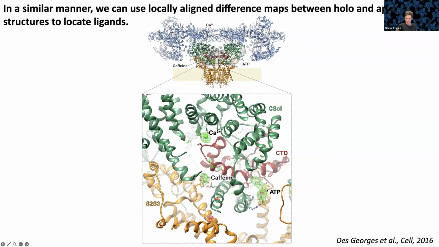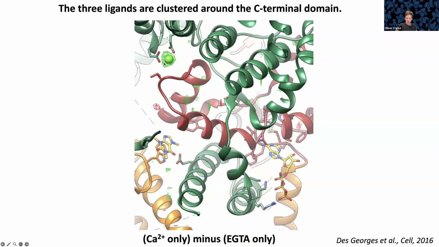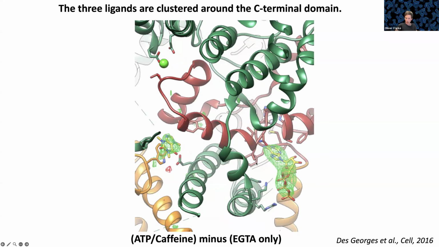So here we've done that for a data set where we had 3 ligands binding, so one where there was 3 and one where there was none. But in order to differentiate between caffeine and ATP and calcium, we also did the same thing for individual ligands. So if you calculate a difference map between a data set where you just have calcium bound and one where you have nothing else, you see only local difference density on the calcium. And if you do similarly between one where you have ATP and caffeine and one where you have nothing, you see no density on the calcium, but you see clear difference density on the ATP and caffeine.